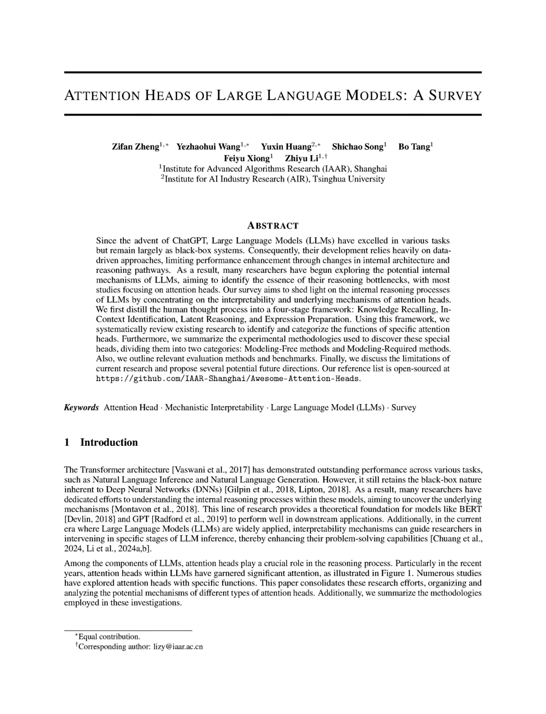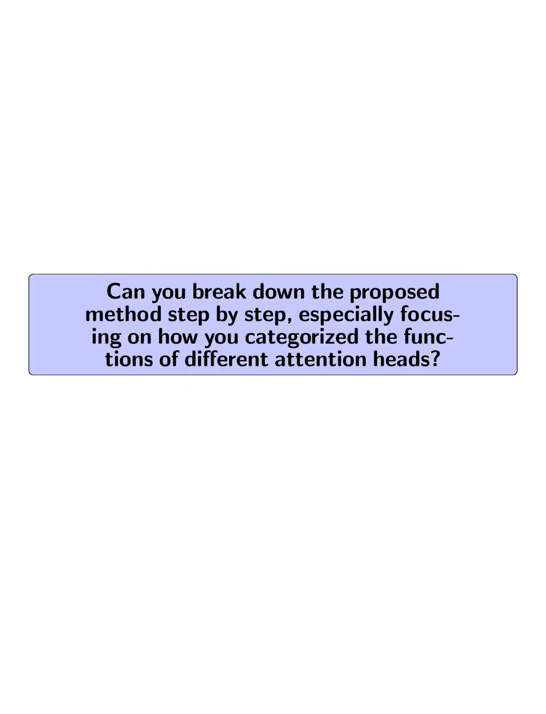Ultimately, our method aims to improve the understanding of how attention heads facilitate reasoning in LLMs, guiding future research and applications in this field. Can you break down the proposed method step by step, especially focusing on how you categorize the functions of different attention heads?